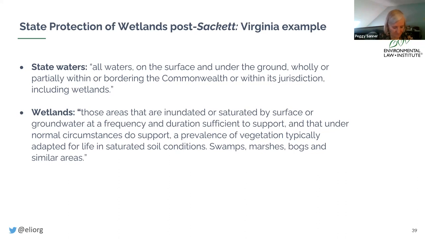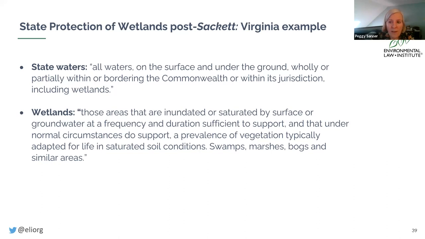I would note again that all of the comments made by Camille and Corey about the seriousness of Sackett and its effect on the protection of our wetlands are speaking the truth. And while there are some examples, Virginia being one where we have a very comprehensive state program, the majority of states do not. And even in states like Virginia, we have significant concerns, which I'll go through now.